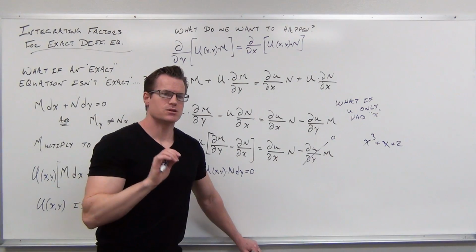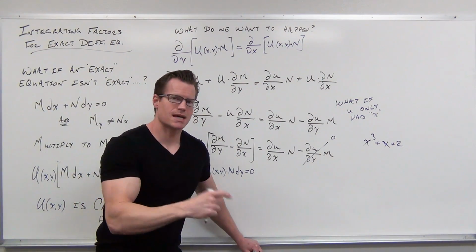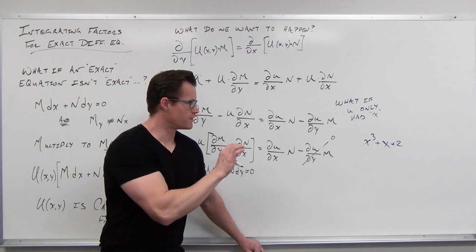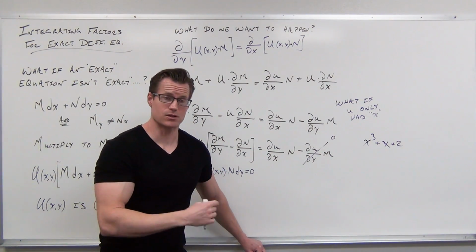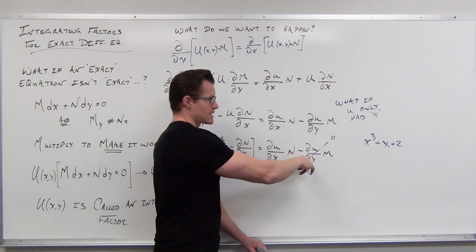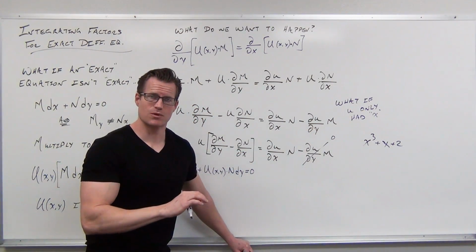Do you get that? Do you understand that if u has just x's and no y's, that the partial derivative of u with respect to y would have to be 0? That's an important concept to understand. So we're understanding that if u has x's, that thing's gone. That's pretty cool. That's going to simplify this.